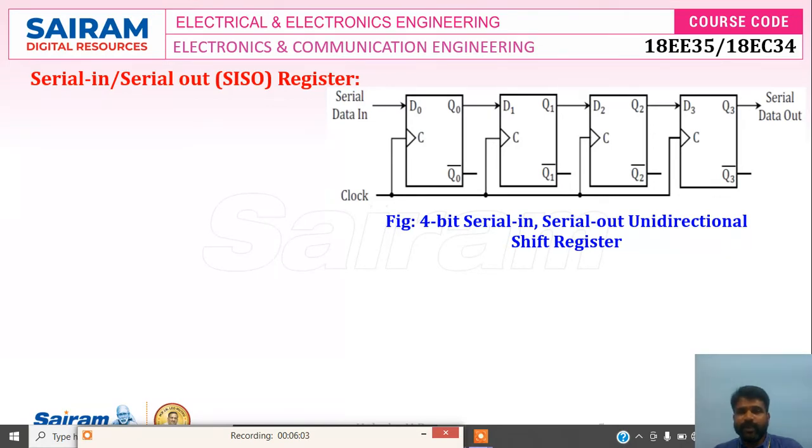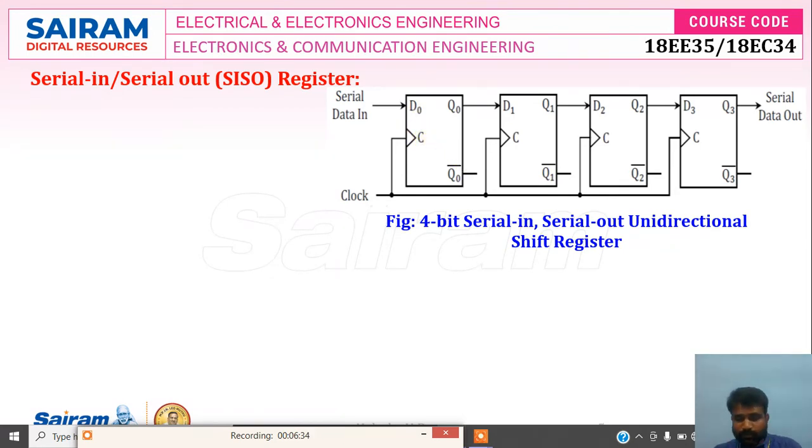Here, to the leftmost flip-flop we connected the serial data in, and to the next flip-flop the output of the previous one is connected as an input. Similarly, to the next one, D2, the output of the previous one, Q1, is connected as an input. For D3, Q2 is connected as an input. And the rightmost one will be considered as the serial out. That means a cascading connection. Flip-flops are connected in cascade.